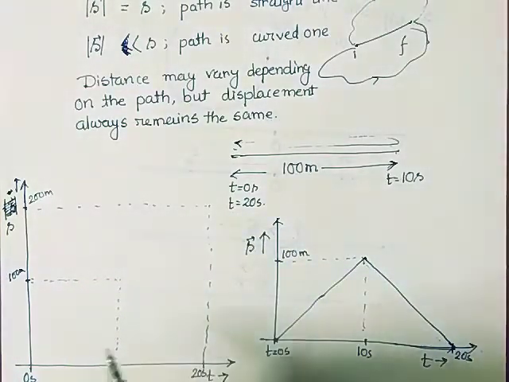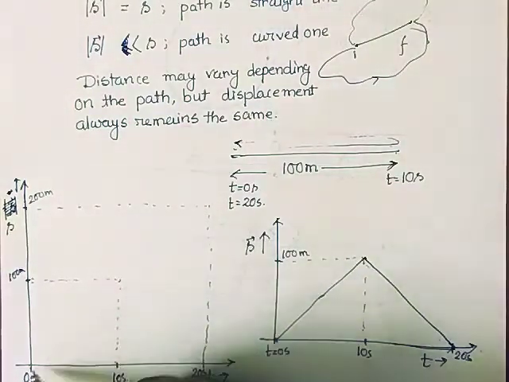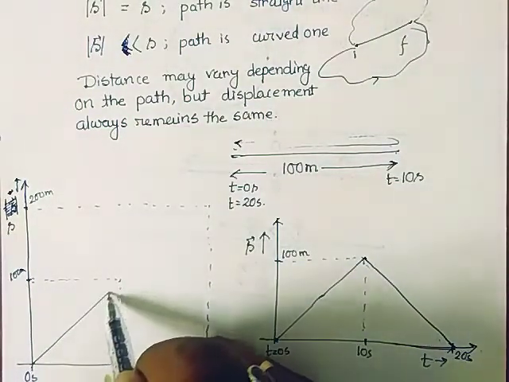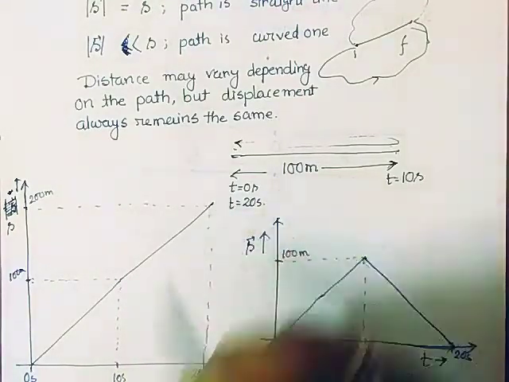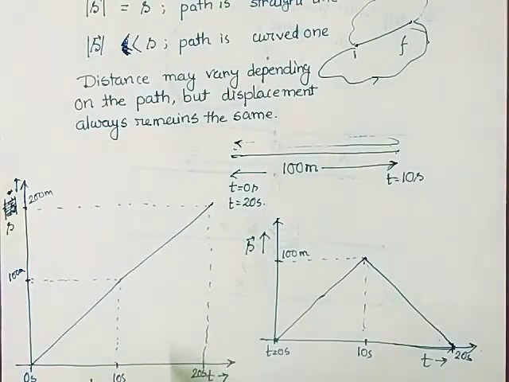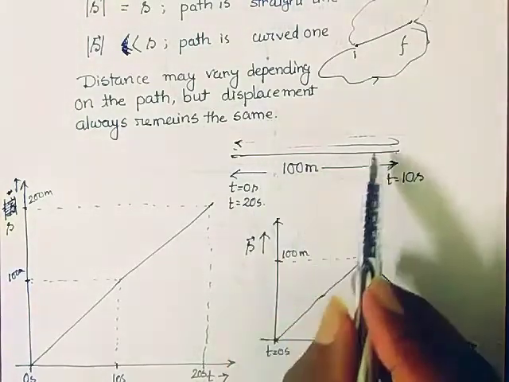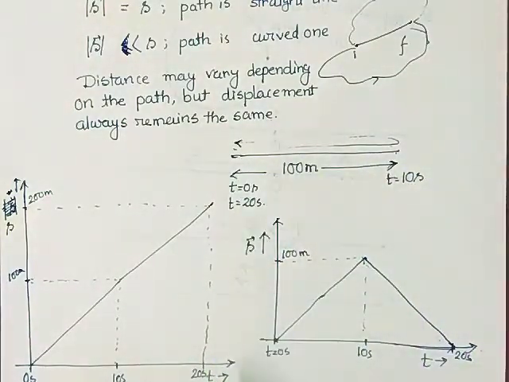T equal to 200 meter. If I just connect these points, then it shows this. This is the displacement or distance versus time curve. So this is the difference between the two curves if it is returning back to the same path.